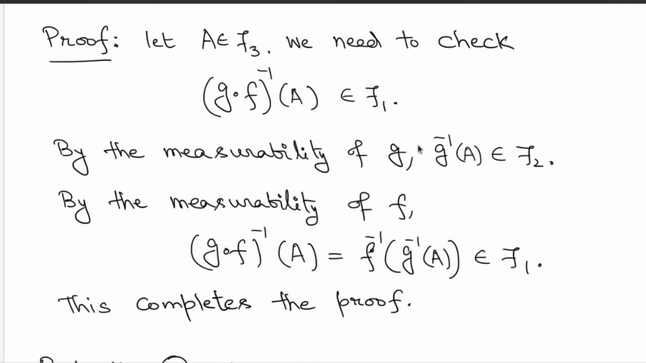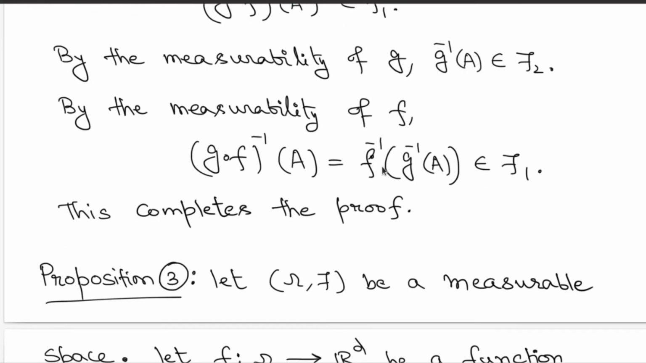So therefore the pre-image of A under the function g will land up in script F2. This is by the measurability of g. But then you use the measurability of f and look at the pre-image of the set g inverse of A under the function f. So g inverse of A is in script F2, and use the measurability of f.